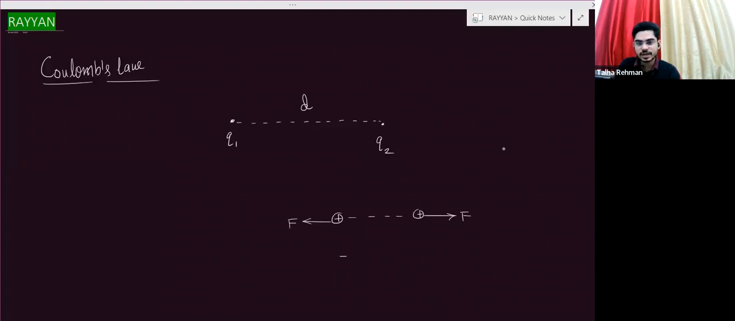If both charges are negative, then also they will repel each other. If one is positive, another is negative, then we can say they will attract each other. They will attract each other like this.